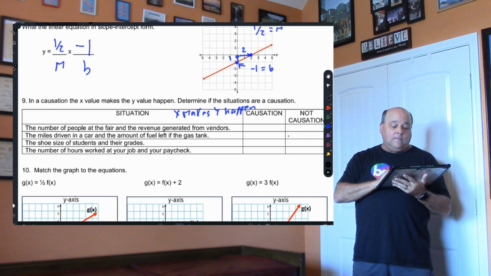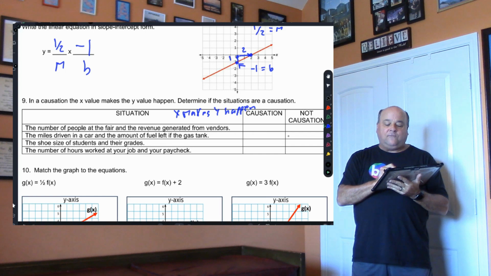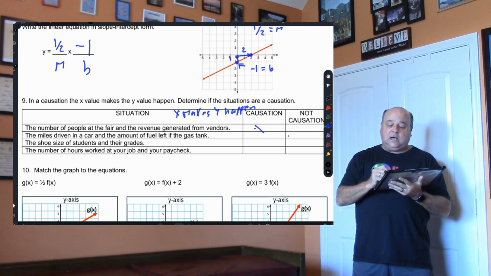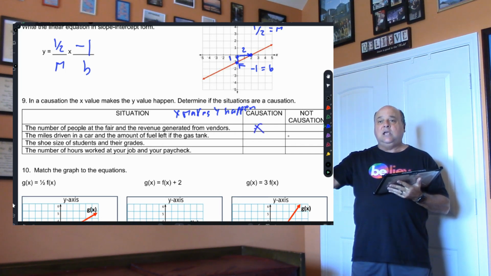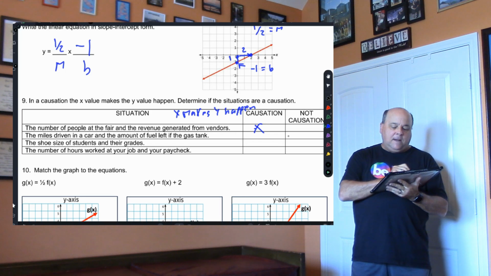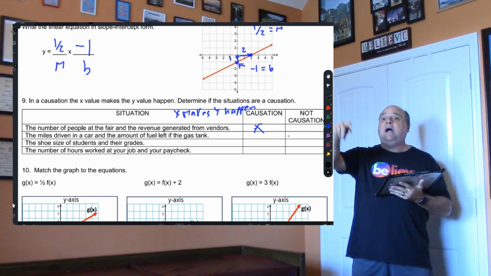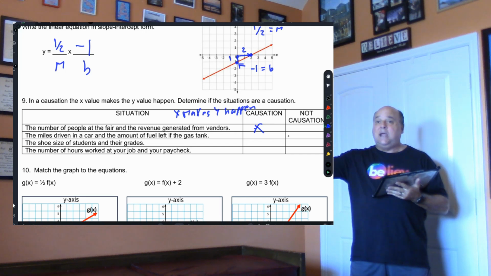Now then, let's go to here. The number of people at the fair and the revenue generated from the vendors: the more people that are at the fair, the more they're going to spend. It is a causation. X is making Y happen. Okay? The miles driven in a car and the amount of fuel left. The more miles you drive, the less fuel. X is making Y happen.